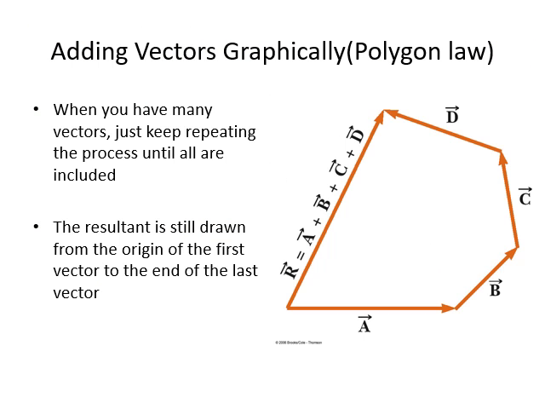Now, adding the vectors graphically by using the polygon law. We use the polygon law when we have more than two vectors. So when you have many vectors, just keep repeating the process until all are included. And the resultant is still drawn from the origin of the first vector to the end of the last vector. So now suppose you have these four vectors, A vector, B vector, C vector, and D vector, and you need to find the resultant for these four vectors.